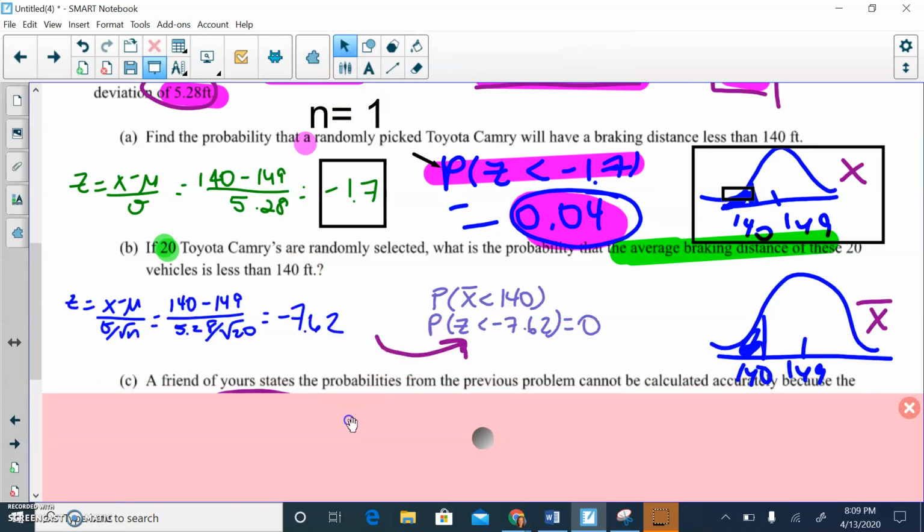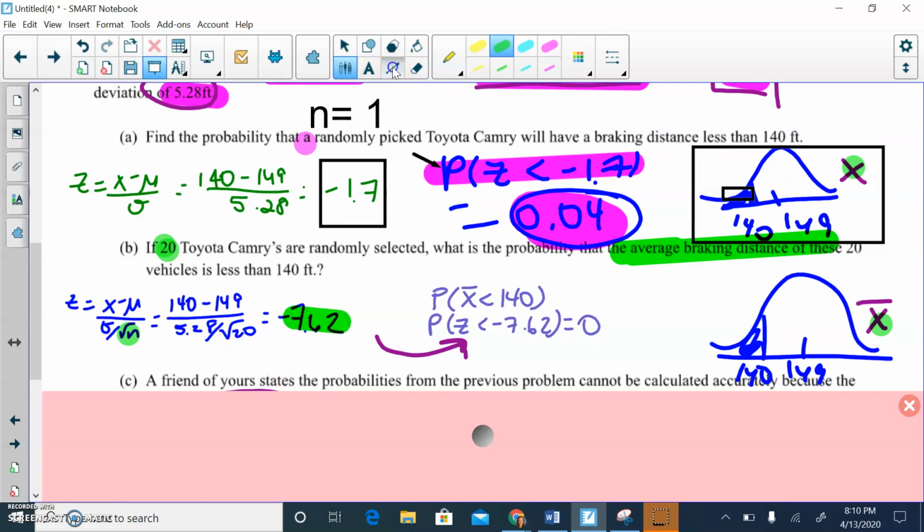So we're going to use very similar steps here. We're drawing basically the same exact picture, but now you're looking at an X-bar distribution. It's a small detail, but it's really important that in part A we were looking at X, and here we're looking at a whole bunch of different samples of size 20. So when we find our z-score, notice that now we're dividing by root n, and we still have our x minus mu on the top, so it's the same numerator, and then the denominator is 5.28, now divided by that root 20 to get our 7.62.